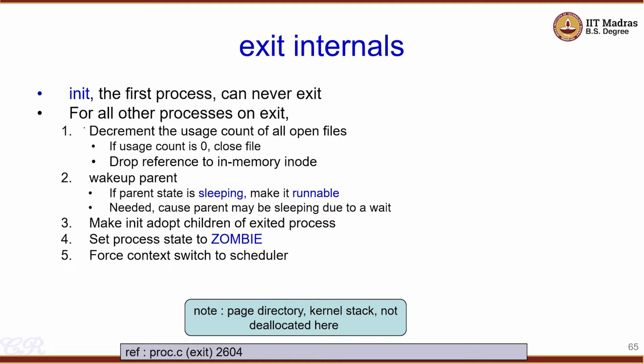So essentially, what it's doing here is that, recollect that for every file open there is a counter which counts the number of processes which are accessing the file. Now, if a particular process exits, then that counter is decremented, and the file is closed if there are no processes which are accessing the file.